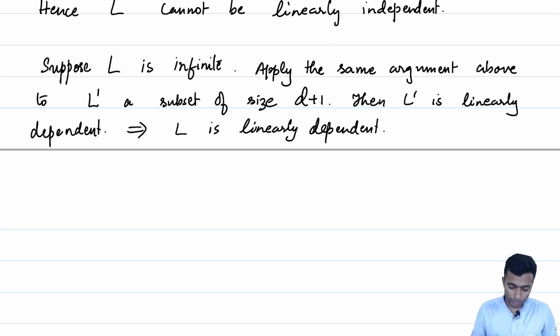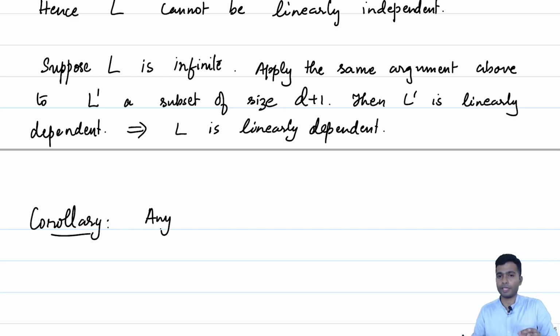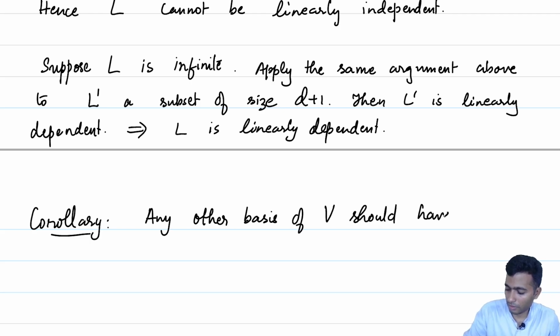Okay, so let's now look at one more corollary. Any other basis of V should necessarily have D elements.